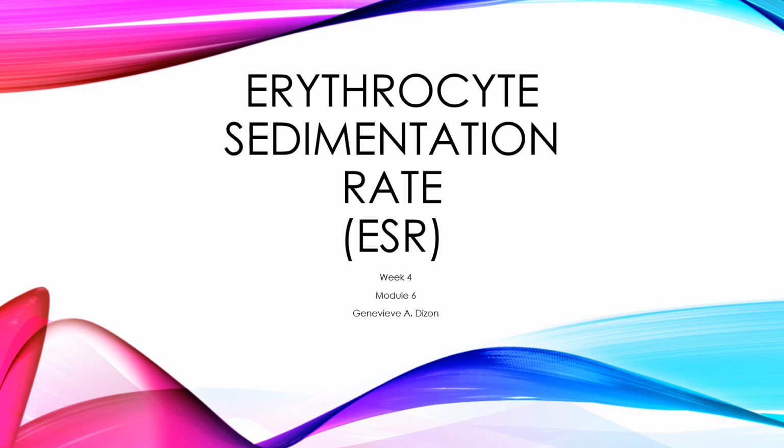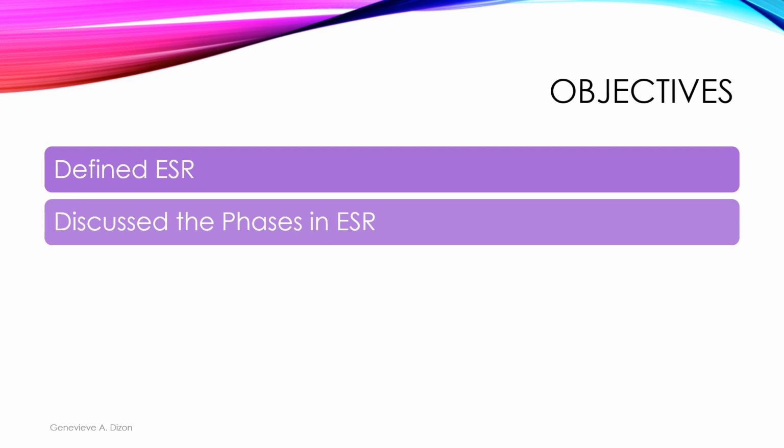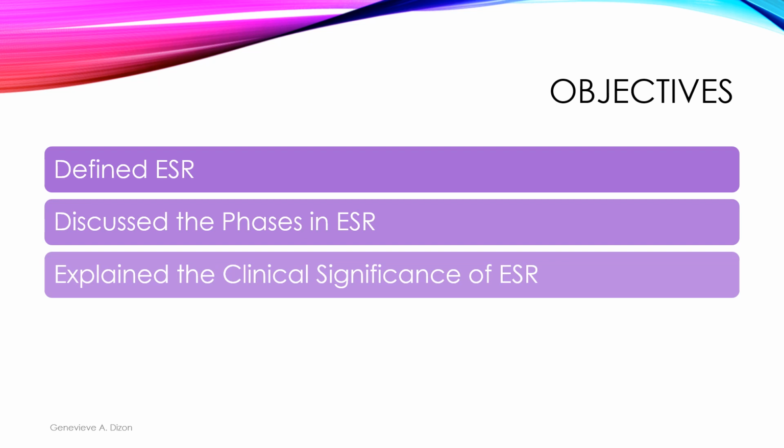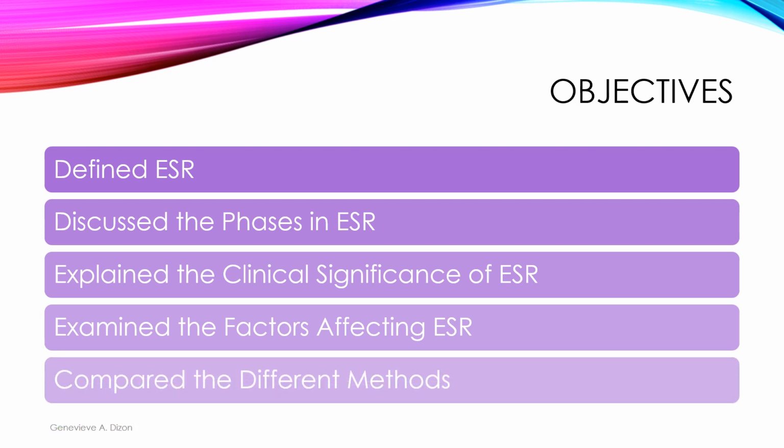This video will discuss erythrocyte sedimentation rate, or ESR. The objectives for this video are to be able to define ESR. We will also discuss the different phases in ESR. We will explain some clinical significance connected to ESR, and we will examine the different factors that may affect ESR determination, and we will compare different methods on how we can test for ESR.